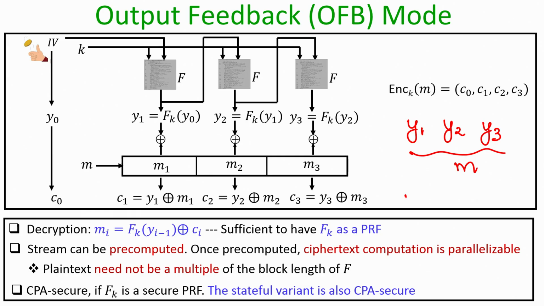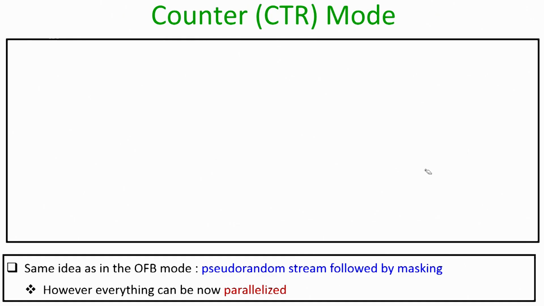And now there is a new message m dash for encryption which is available for the sender. If the sender now wants to encrypt the message m dash using the OFP mode, there is no need to pick a fresh IV. The Y3, which was the last block of the pseudo random pad for the previous message, can be used as the IV for the message m dash, and using Y3 we can kickstart the whole process and generate a fresh pseudo random stream of pad which can then be used for masking the new message m dash. It can be proved that the stateful variant of this OFP mode is also CPA secure, right.